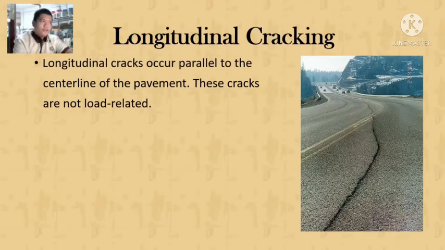Longitudinal cracking. Longitudinal cracks occur parallel to the center line of a pavement. These cracks are not load-related. They can be caused by a poorly constructed joint, shrinkage of an asphalt layer, cracks reflecting up of an underlying layer, and longitudinal segregation due to improper pavement operation.